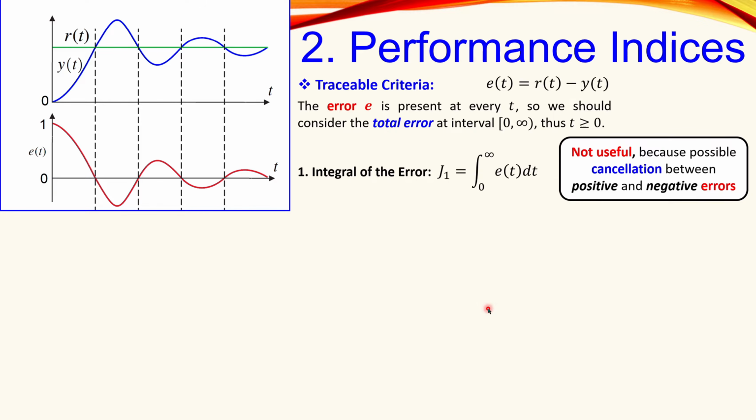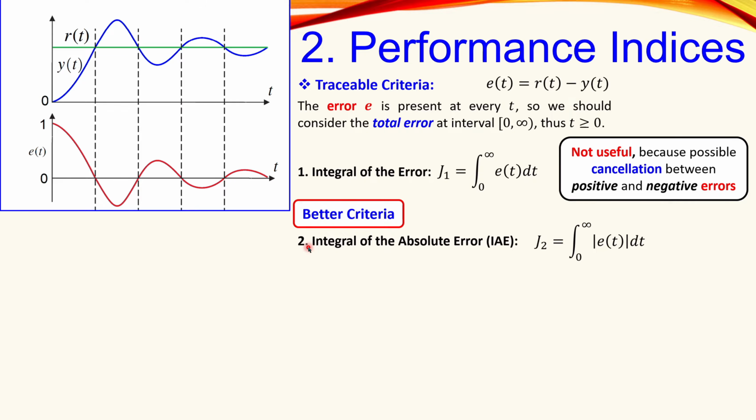However, this is not really a useful index because this part, the area here, is positive and this part is negative. This part is positive, so you will have partial cancellation of the errors, which is not what we are actually interested in. We are interested in a total error, not the cancellation of the errors. So it is okay, but due to that cancellation, it doesn't represent the actual error.